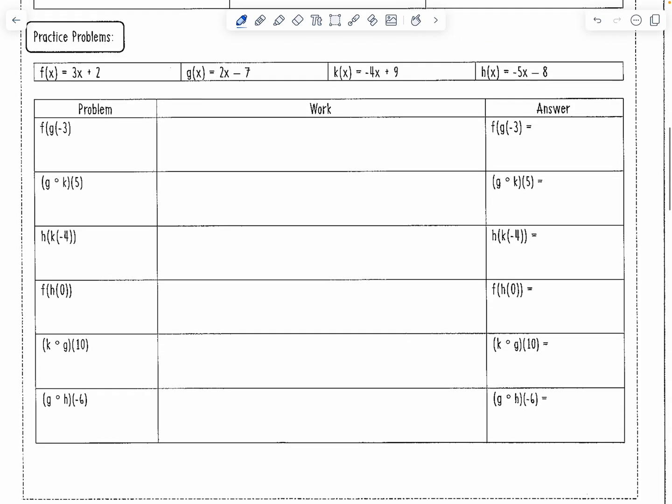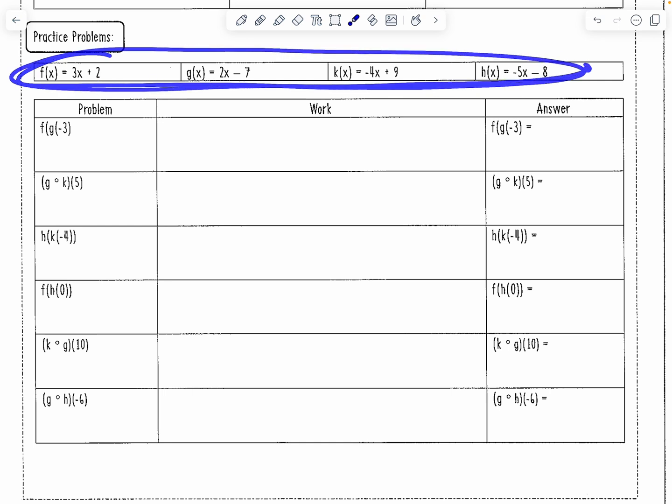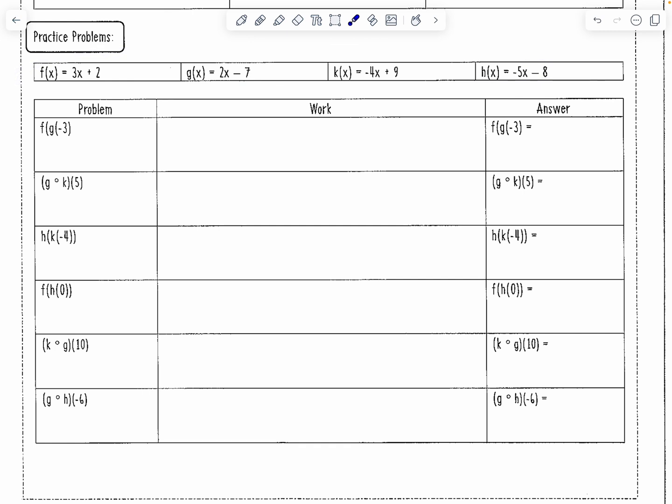So let's go down here and look at these examples. Notice that up here at the top, these are all of our functions. When you look at the problems and it's giving you a letter, that's what we're referring to. On this first one, we have f of g of negative 3. I'm going to start with the innermost and put negative 3 into the g function. My g function is this right here. So I'm going to plug in 2, and instead of x, I put negative 3, and then minus 7. So 2 times negative 3 is negative 6. Minus 7 gives me negative 13.